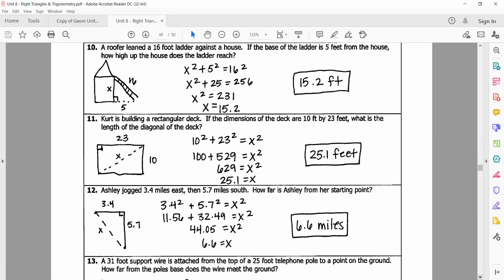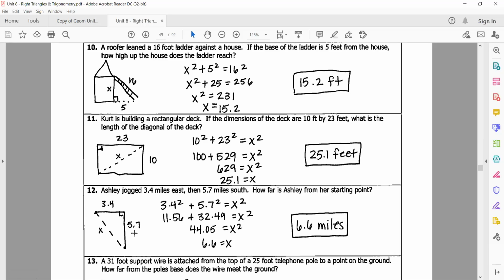Pretty common also. If Ashley starts here, at this dot, which way is east typically? If you're facing north, east is going to be to the right. It's going to be on your right hand. And so she jogged 3.4 miles and then went immediately 5.7 miles to the south.